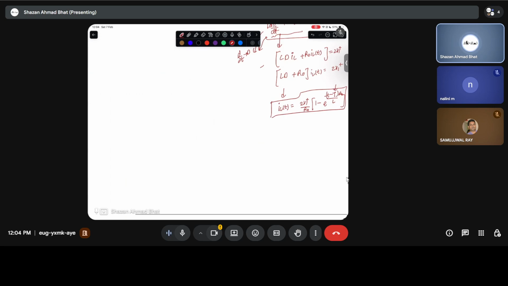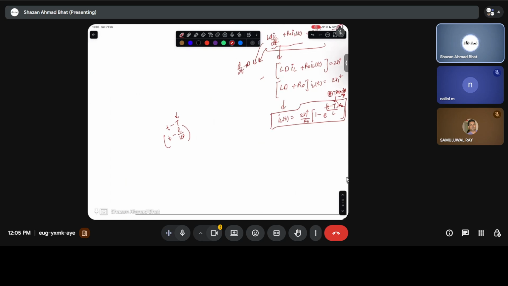Why T? Because of the time delay of the transmission line. So the time origin shifts to T, and that's why you write t minus T, where T is exactly the length of the transmission line divided by the velocity of the wave, the phase velocity. So this is exactly the current across this inductor. Let's call it equation 6.